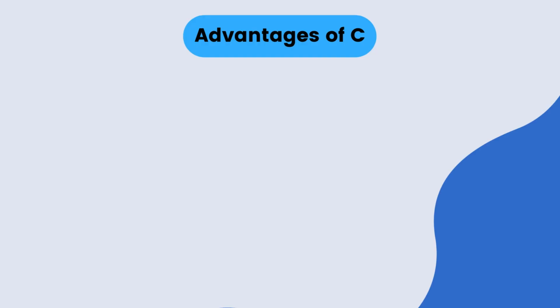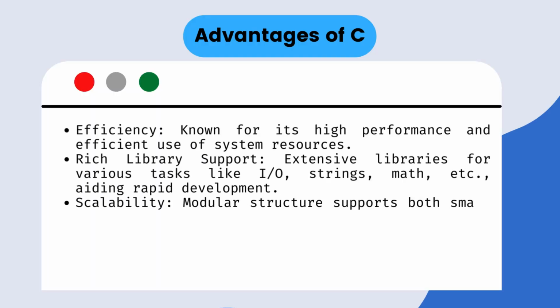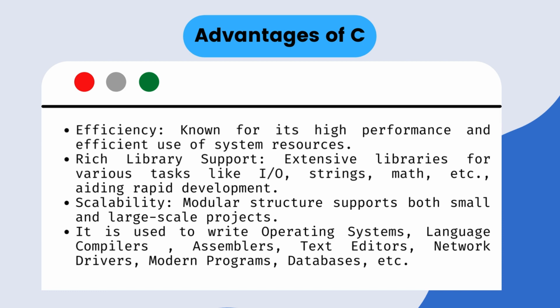Let us know some advantages of C. Efficiency: known for its high performance and efficient use of system resources. Rich library support: extensive libraries for various tasks like I/O, strings, math, etc., aiding rapid development. Scalability: modular structure supports both small and large-scale projects. It is used to write operating systems, language compilers, assemblers, text editors, network drivers, modern programs, databases, etc. In the next chapter, we will learn about the structure of a C program, and will write our first C program.